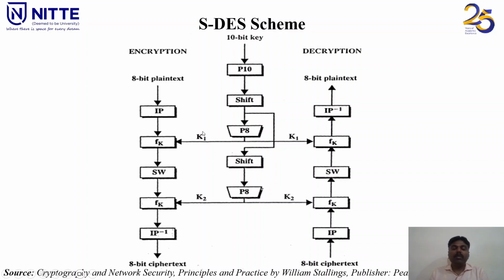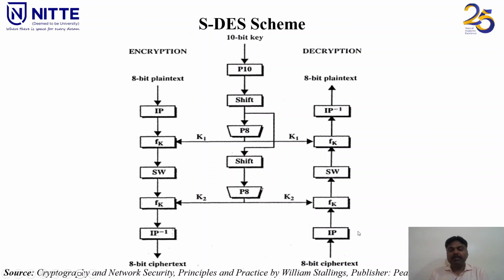In that function, I'll be considering the k1 to perform the operation with the 8-bit plain text. The output of that function, I'll be swapping. Once I've done the swapping of the 2 equal halves, I'll again give it to the function fk with the sub key k2. The output of the function fk in the second round, I'll perform the inverse initial permutation. The output of that will be considered as the 8-bit ciphertext. So these are basically the steps involved in the SDES algorithm.